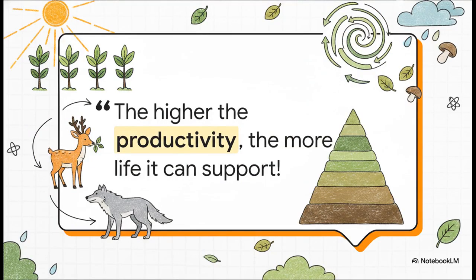Which brings us to our big takeaway for today. The higher the productivity of an ecosystem, the more life it can support. Biomass and productivity are the secret formulas that allow life to absolutely thrive on our planet. So the next time you step outside, take a look around and think about the incredible journey of energy happening right in front of you.